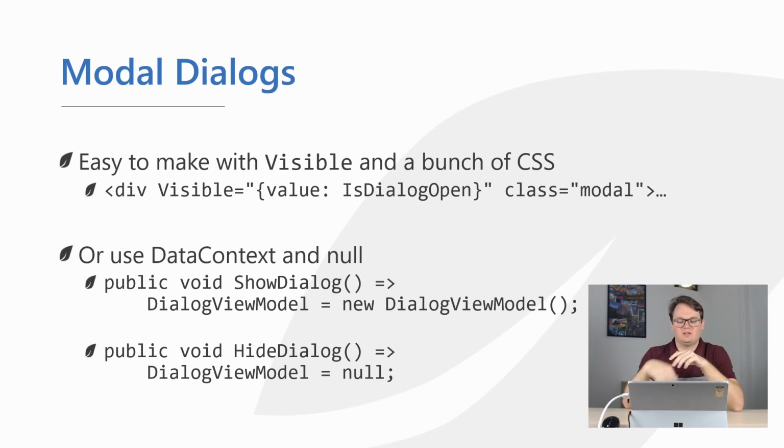So you would have some dialog view model property in your view model, and you would set it to some object which will display the dialog. And then if you want to close it, you just set it to null. And because the data context of the modal dialog will be null, it will be hidden. So this is a clever use of data context. You may find this quite useful.